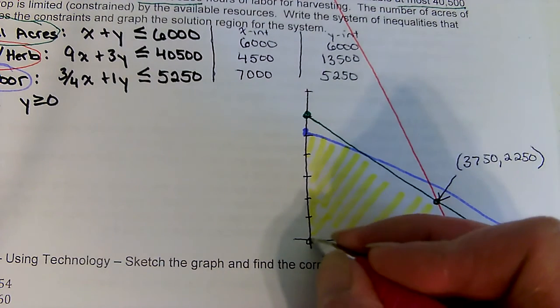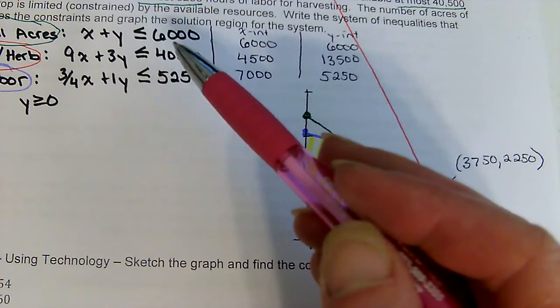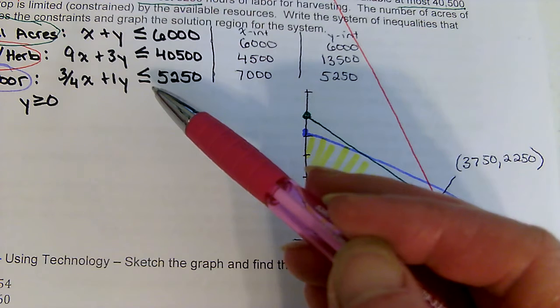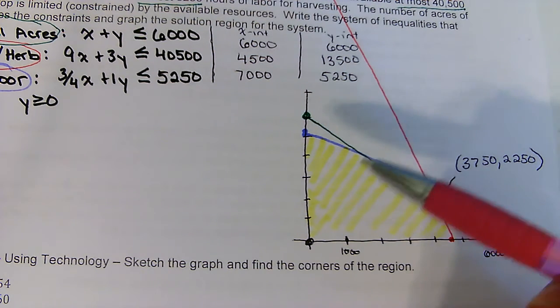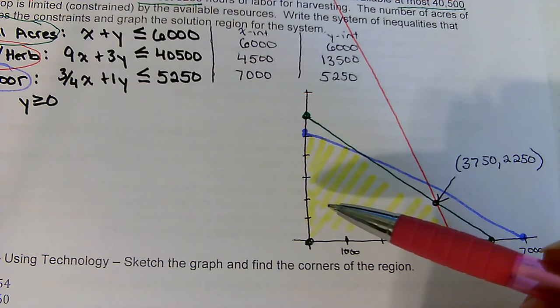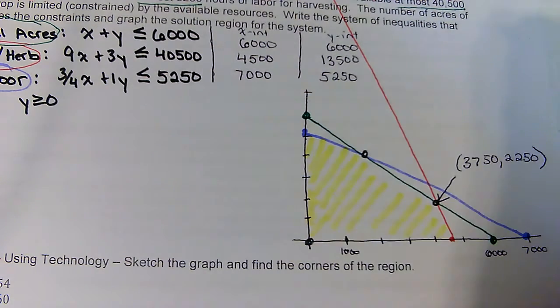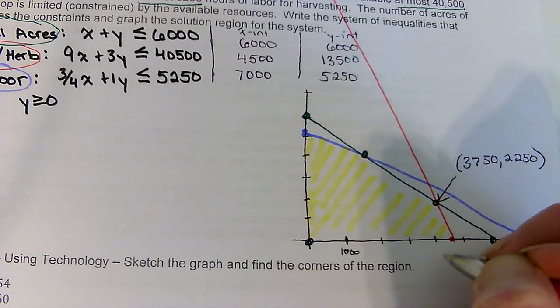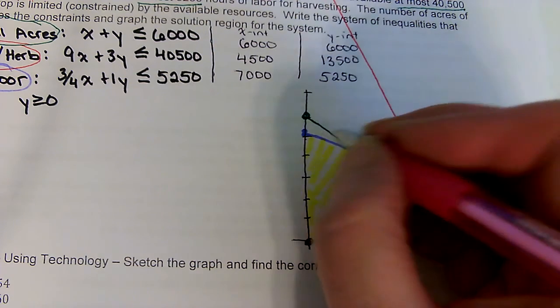Like 0, 0 right here. If I don't plant any corn and I don't plant any soybeans, that is going to fit the restrictions of how many acres, how much chemicals I have, and how much labor. But that's not the best option, right? 1,000 and 1,000 fit everything, but that may not be the best option. We'll find out that these boundary points, these corners of the graph, are the most important points.